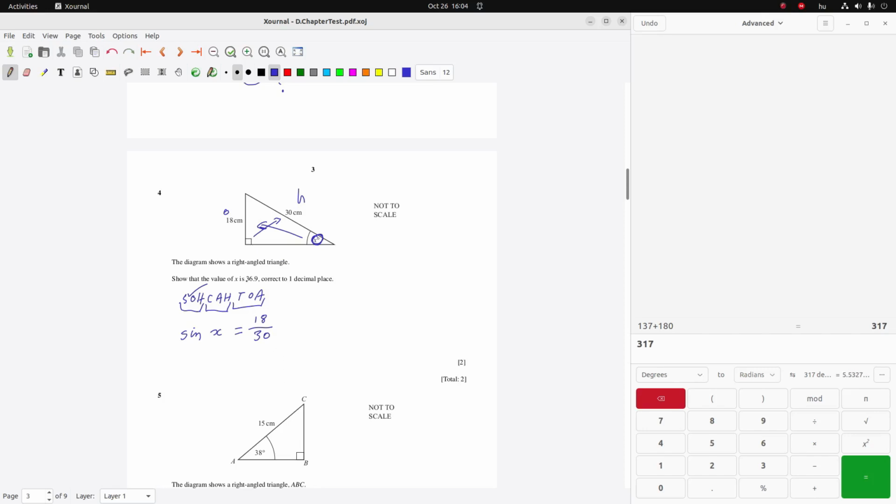And we also know that the angle is 36.9, so sine 36.9 is equal to 18 divided by 30. So let's check if this statement is correct. First thing I'm going to do is 18 divided by 30, and I'm going to put that in the calculator.